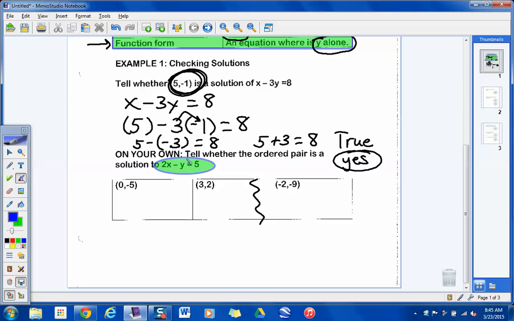Does the parentheses mean you're multiplying it? Yeah. So like the first one, 2x would be 2 times the first value minus whatever the y value is.